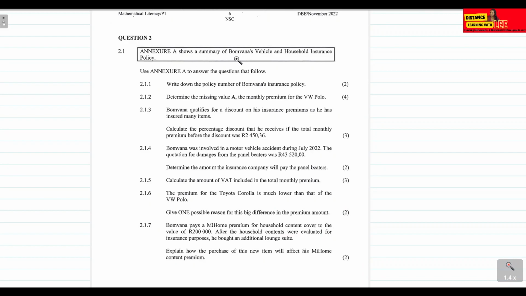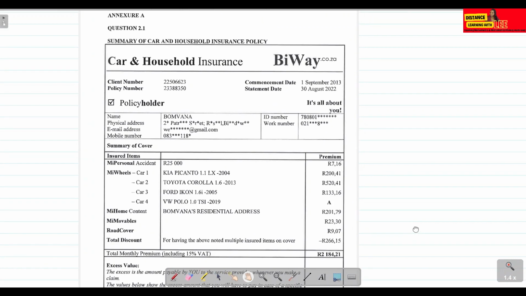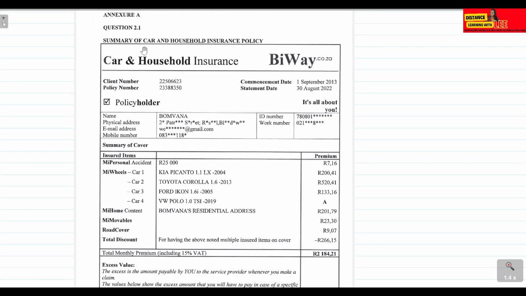So question 2.1 says Annexure A shows a summary of Bomvana's vehicle and household insurance policy. We need to use Annexure A to answer the questions that follow. Before we even have a look at the questions, let's browse this Annexure A and see what we are being told. Annexure A has a summary of a car and household insurance policy from Byway.